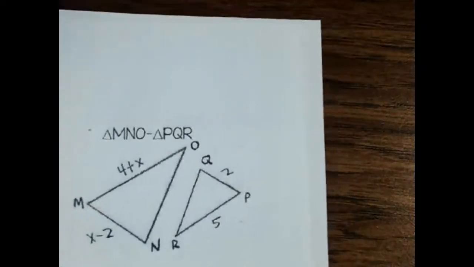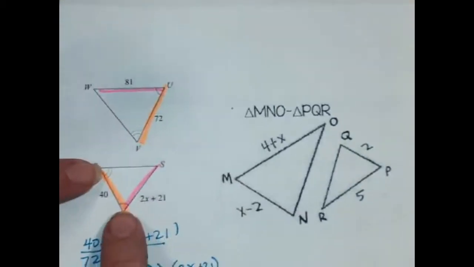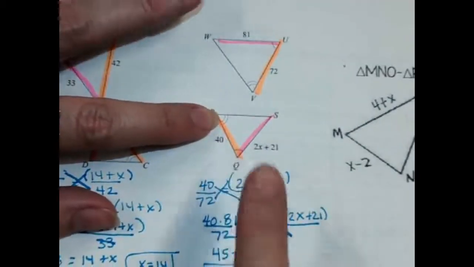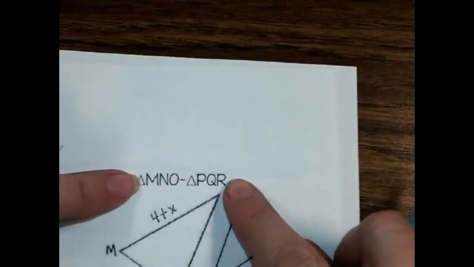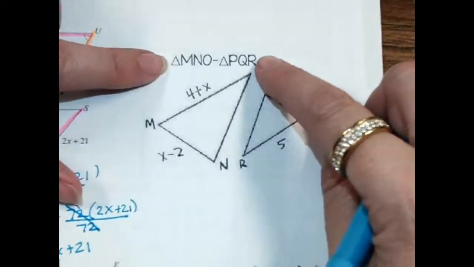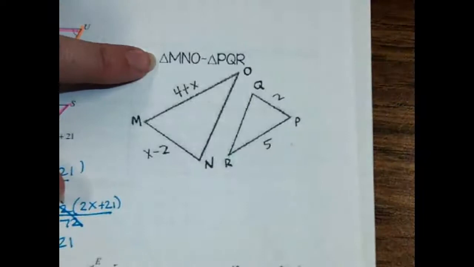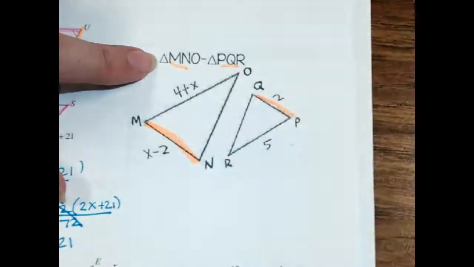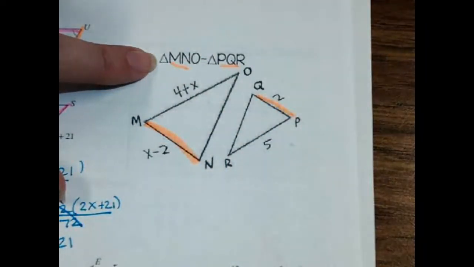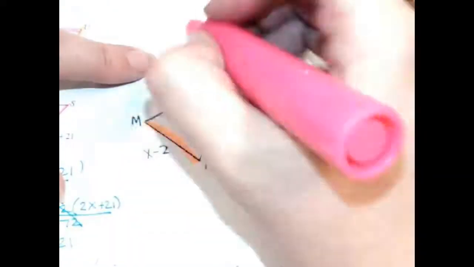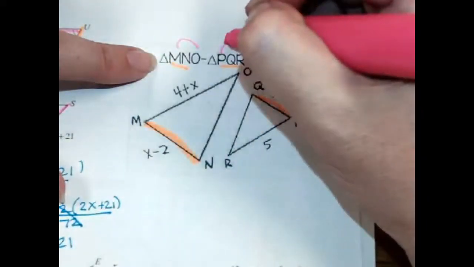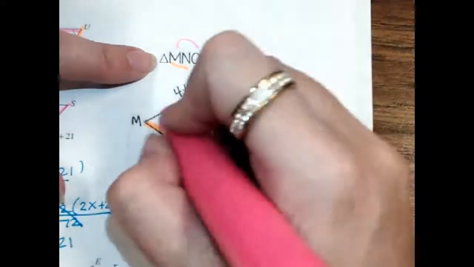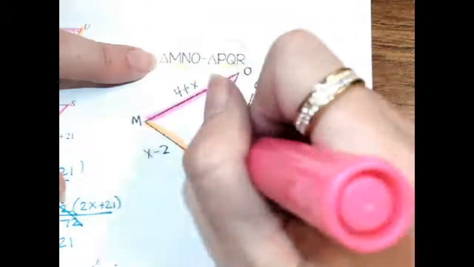Alright, the next one. Here, instead of it putting the little parts on the triangle that showed me which parts go together, it gives me this part up here. So I need to use this part up here to line up which parts go together. MN, that's this part, goes with PQ. That's this part here. And then MO, that's that part, goes with PR. That's this part here.